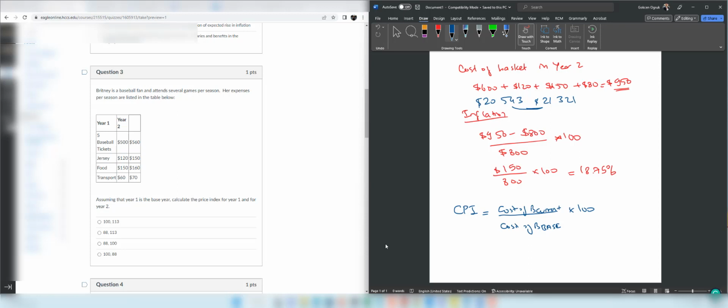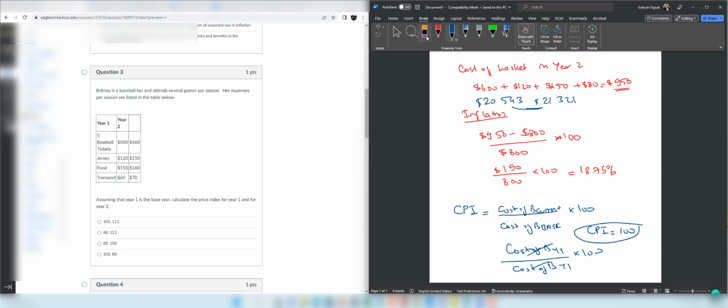If we calculate the CPI for year 1, the current year is year 1 too. So cost of basket in year 1 divided by the base year, which is also year 1, times 100. This will cancel each other. Therefore, the CPI for the base year is always 100.